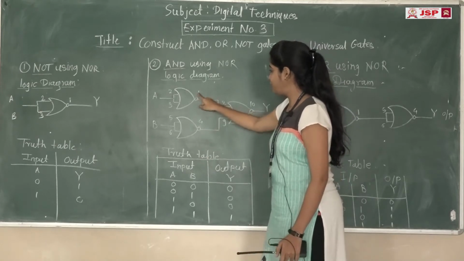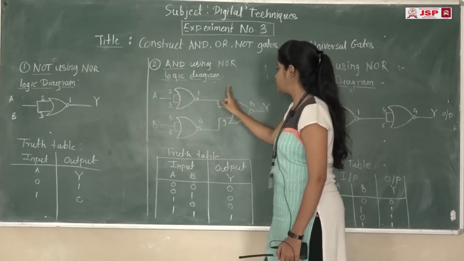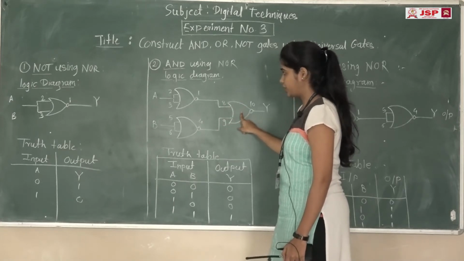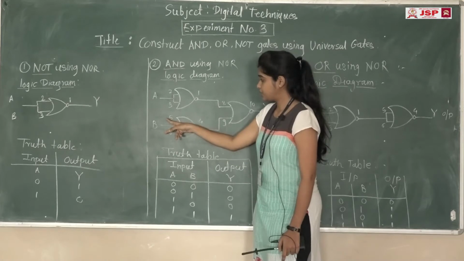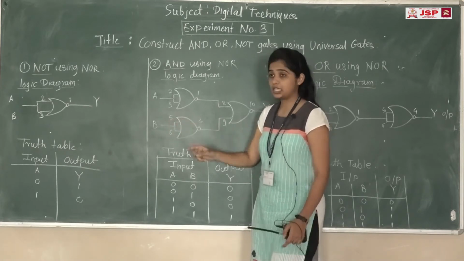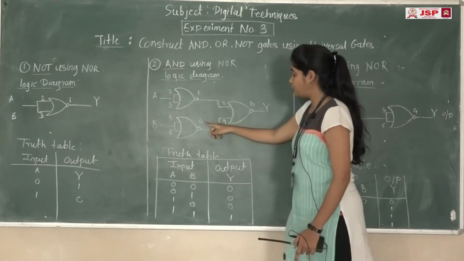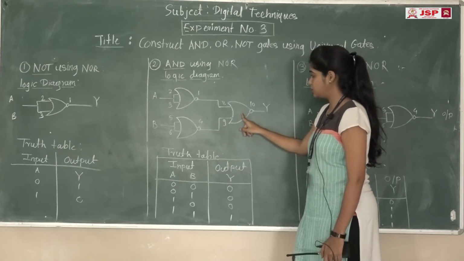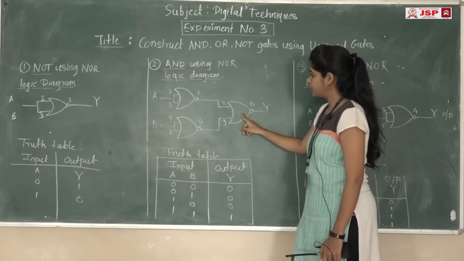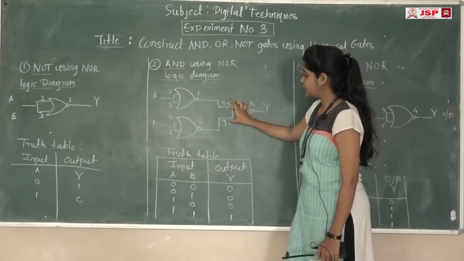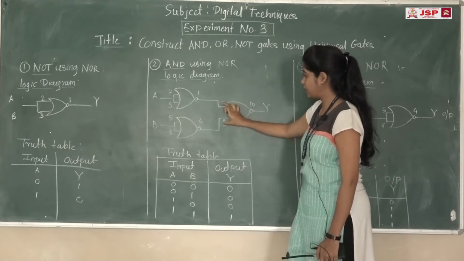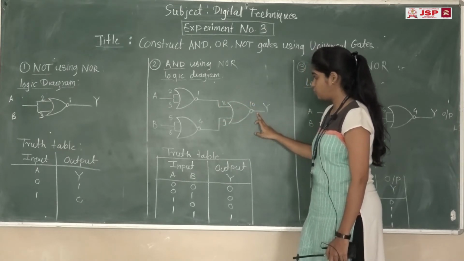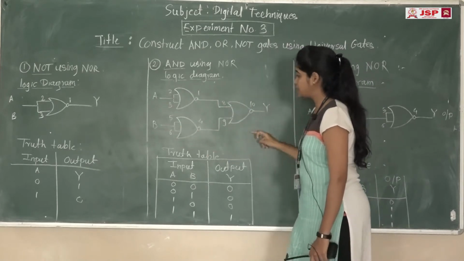Then the output of pin number 1 is given as an input for the third NOR gate. Then again, the second input is pins number 5 and 6 connected together, and the output of the second NOR gate is given as an input to the third NOR gate. So here pins number 8 and 9 are the inputs to the third NOR gate, and pin number 10 is the output.